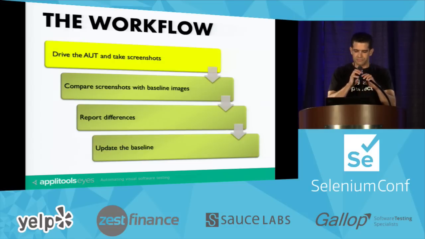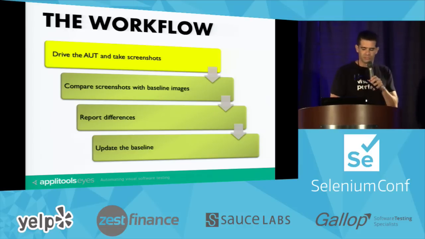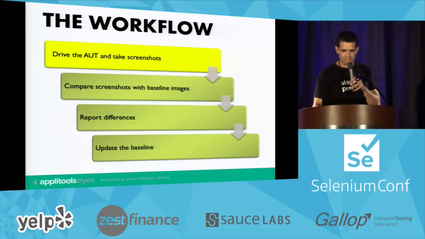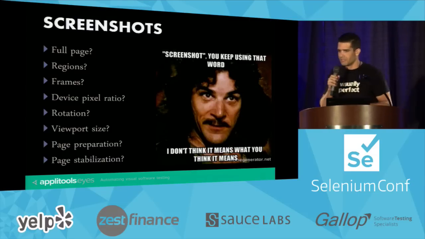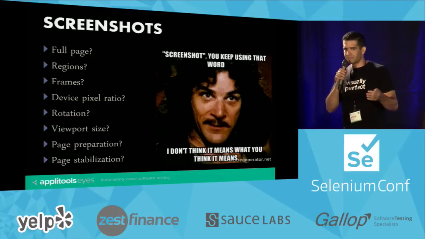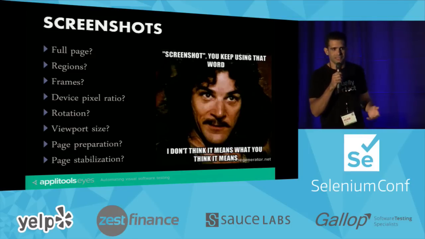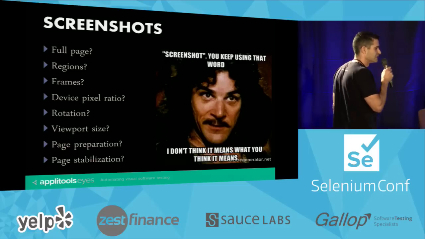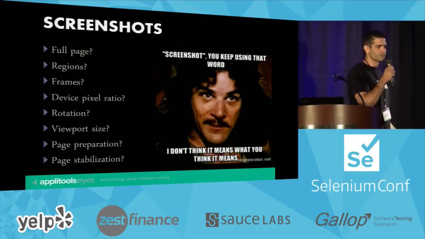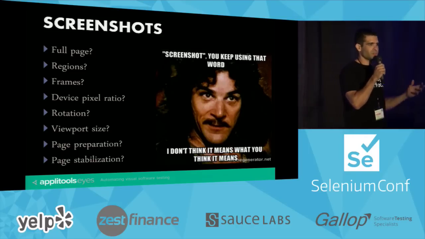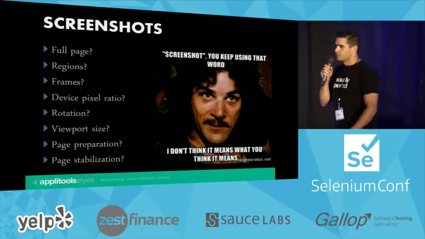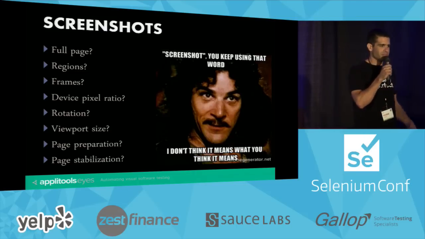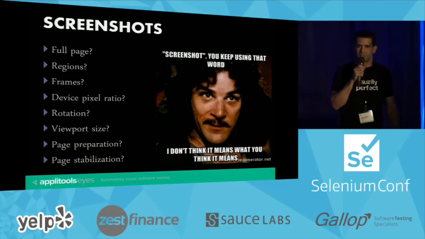Okay, so let's drill down into the workflow and learn a bit more about each of the steps and how different tools implement them. And we'll start with driving the application under test and taking screenshots. So when we're considering taking a screenshot, it sounds like a trivial thing. We all know that WebDriver has a get screenshot method. So what's the big deal? Of course, there are certain nuances that can complicate matters, and different tools provide you with different ways to cope with them. So first, we already saw with WebDriver CSS the ability to simulate a full page screenshot.